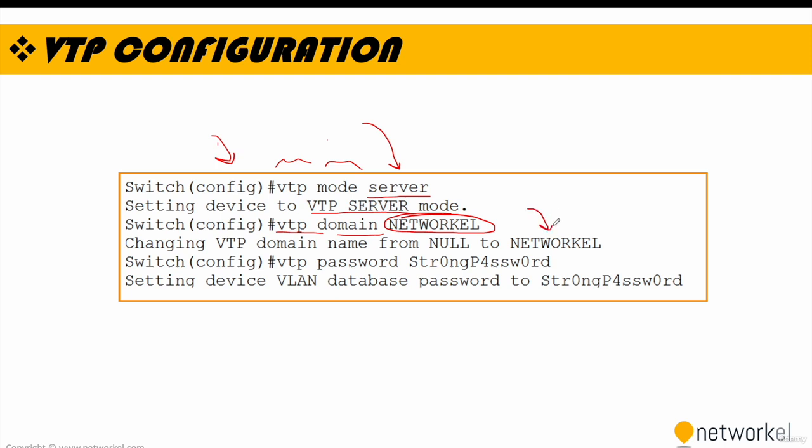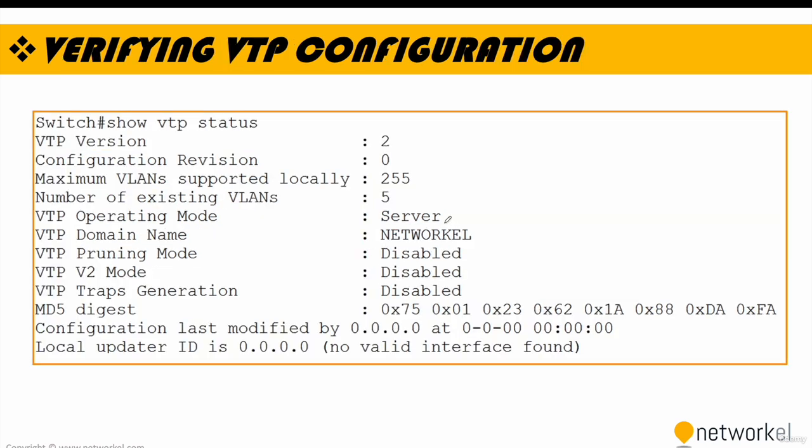Okay, so only the switches within the same VTP domain will share the VLAN information coming from the server. And then I am setting a VTP password for just security enhancements. Okay, VTP password, and I'm setting the password that I want to set. That is it. How can I verify, on the other hand, my VTP configuration?